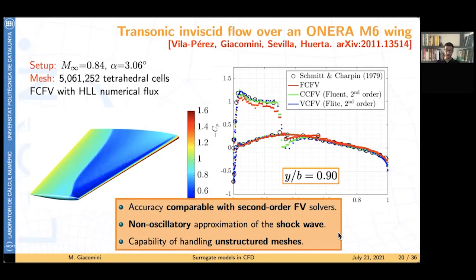And finally, all this is performed using an unstructured mesh of 5 million tetrahedral cells. So we have indeed a solver which is robust and insensitive to mesh quality in compressible flows.